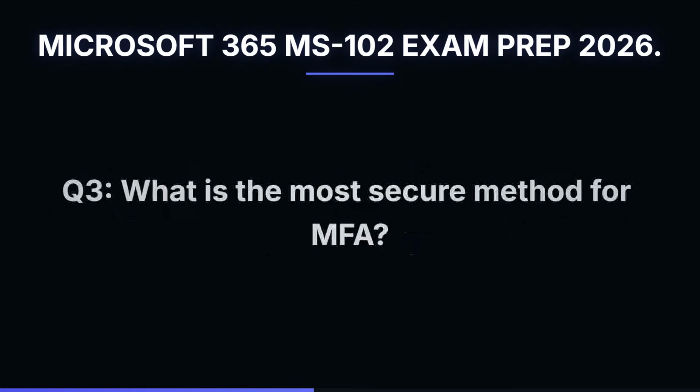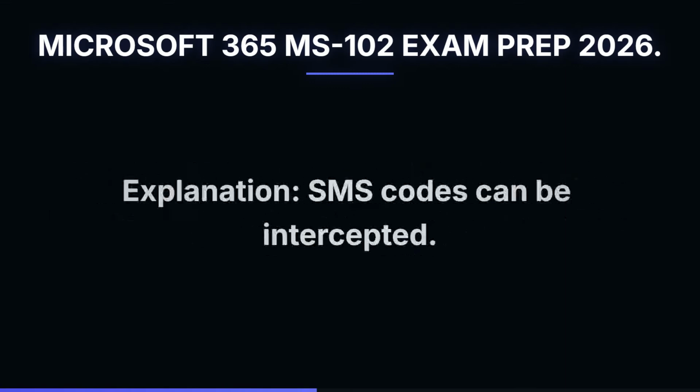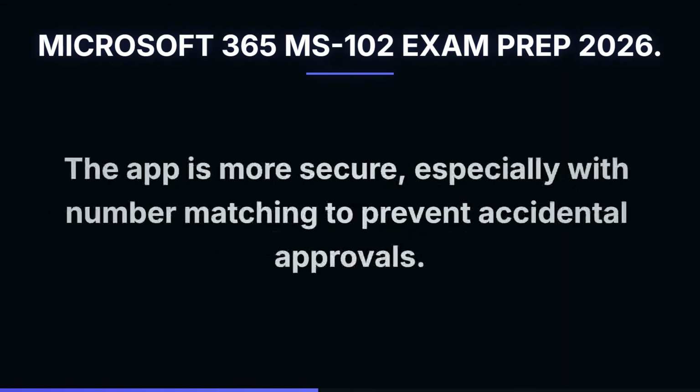Q3. What is the most secure method for MFA? Answer: Microsoft Authenticator app, number matching. Explanation: SMS codes can be intercepted. The app is more secure, especially with number matching to prevent accidental approvals.